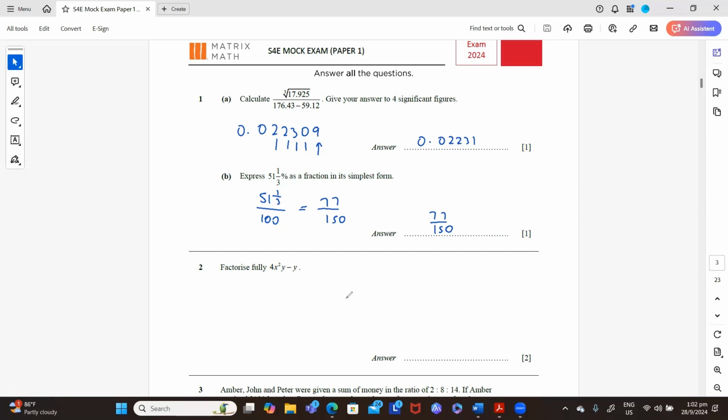Okay, question 2. Factorize the following fully. So what you want to do is factorize y out first. So that is y times 4x squared minus 1. Once you're done here, observe the 4x squared minus 1. The 4 is a square number, 1 is also a square number, and there's a minus sign in the middle. So this should remind you of your Sec 2 special product where a square minus b square. So you want to write it this way, 2x squared minus 1 squared. This is y bracket 2x plus 1 and 2x minus 1. So this is your answer.